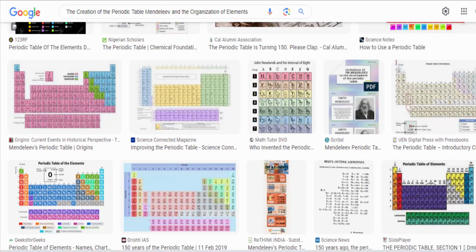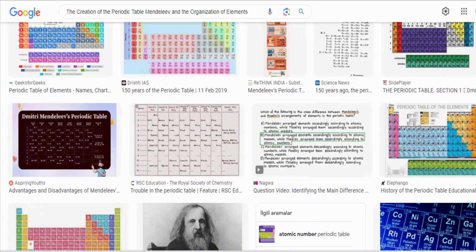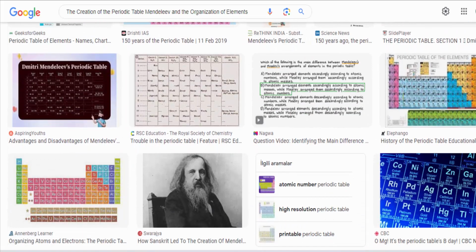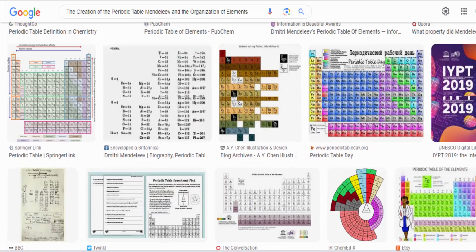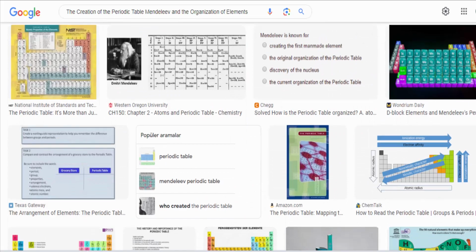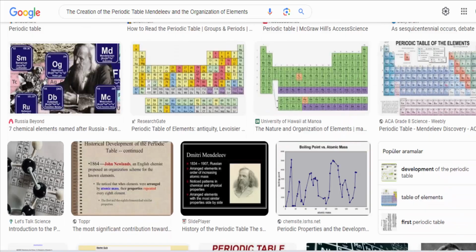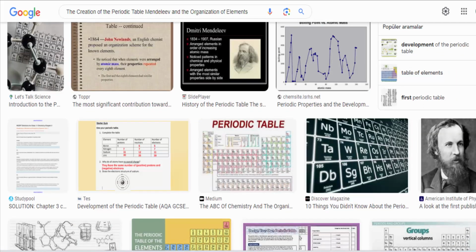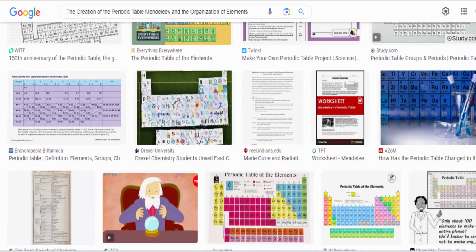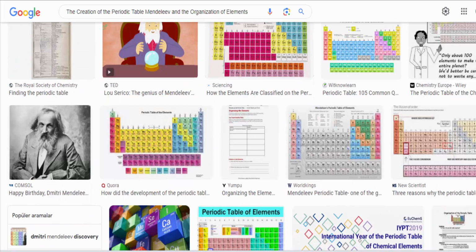The modern periodic table arranges the elements in order of increasing atomic number, the number of protons in the nucleus, which is a more fundamental property than atomic weight. Today, the periodic table is a vital tool for chemists, as it allows them to predict the chemical behavior and properties of elements based on their position in the table.